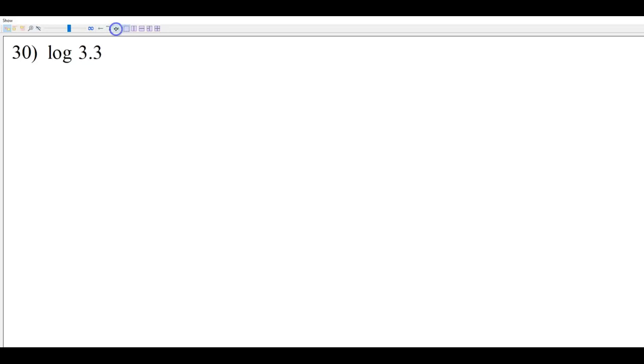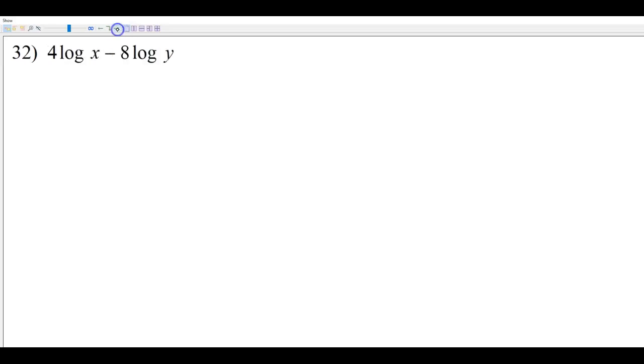All right, let's go ahead and take a look at number 30. This is another calculator question. Notice there's no base here, so that means it's 10. And our calculator has a base 10 on it already. So we're just going to type log 3.3 into our calculator, and we get 0.519. And if I wanted to rewrite this in exponential form, it would be 10 to the power of 0.519. And that should be really close to 3.3. Once again, it won't be exactly 3.3 because we're rounding, but it will be close.